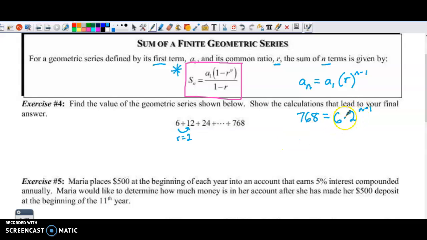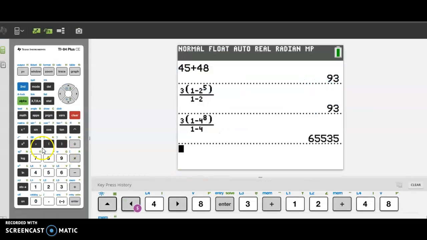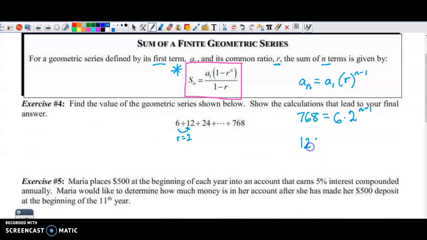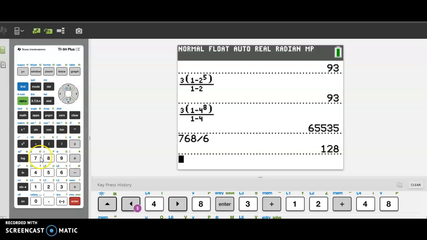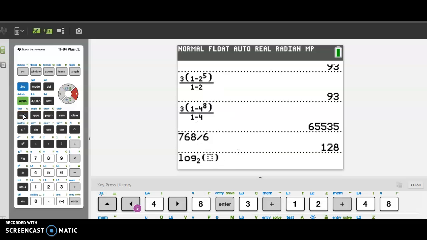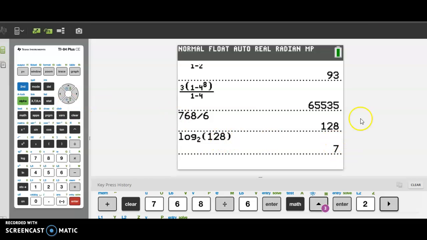You could actually use logs to figure this out. We've already learned about logs. The fast way, though, would just be, okay, 768 divided by 6, the first term. So we're looking at 128 is equal to 2 to the n minus 1 power. So this should be a fairly nice number. I guess I could refresh how to do logs real quick, but what you could do is change it into log base 2 of 128 to figure out that that's equal to 7.